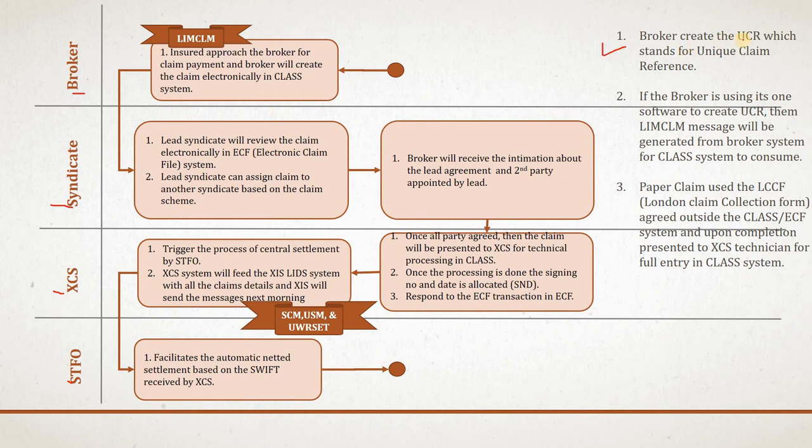The broker creates the UCR, which stands for Unique Claim Reference. If the broker is using their own software to create the UCR, like Aon is using the Exchanging Broker Short system, then LIMCLM messages will be generated from the broker system and sent to the CLASS system to consume. So the broker has an option to create the claim directly in the CLASS system, or create the claim in their own system, generate the LIMCLM message, and send it to the CLASS system, which will consume this message and create the claim.